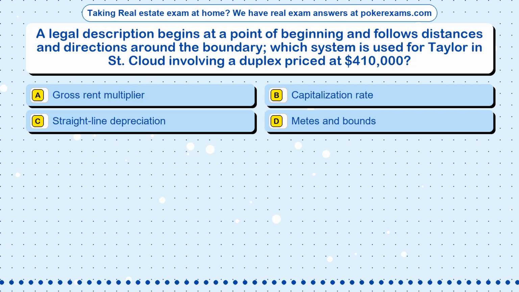Question 52. A legal description begins at a point of beginning and follows distances and directions around the boundary. Which system is used for Taylor and St. Cloud involving a duplex priced at $410,000? Option A, gross rent multiplier. Option B, capitalization rate. Option C, straight line depreciation. Option D, metes and bounds.